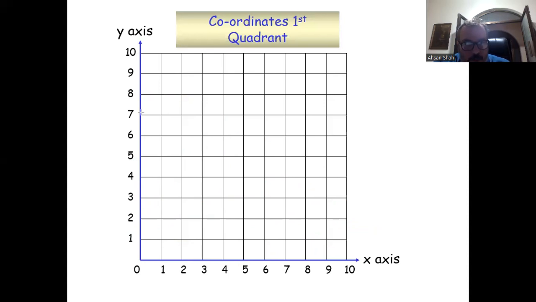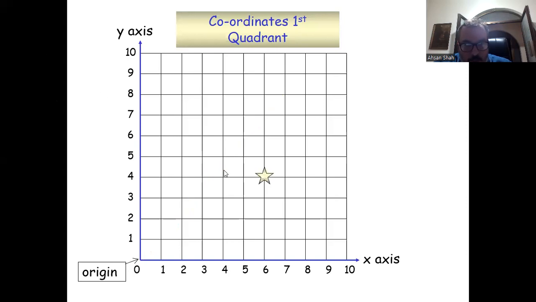The first main point that you need to understand is that this is the origin. This is a very important point. At this point, both x and y are 0. So at the origin, both x and y are 0, and x increases horizontally and y increases vertically.